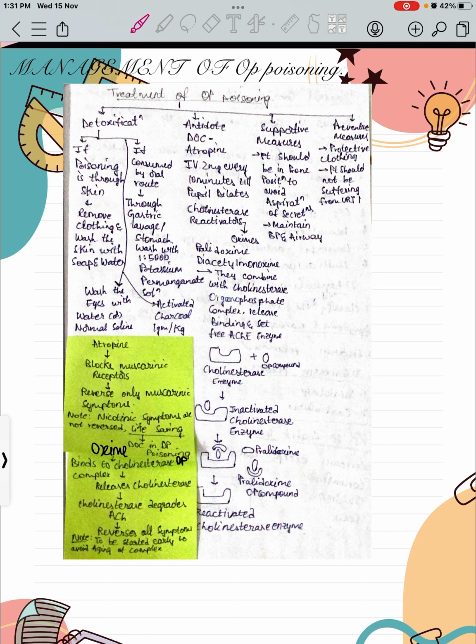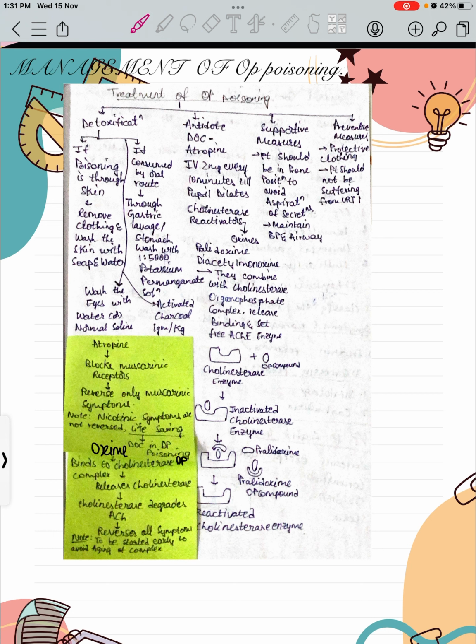If consumed by the oral route, do gastric lavage or stomach wash with 1:5,000 potassium permanganate solution to remove the poisonous effect on the GI tract. The antidote for OP poisoning is atropine. We should administer atropine IV, 2 mg every 10 minutes until the pupil dilates.